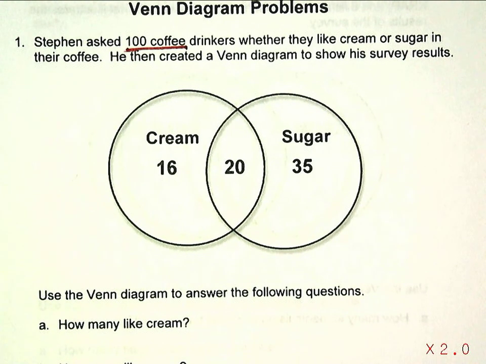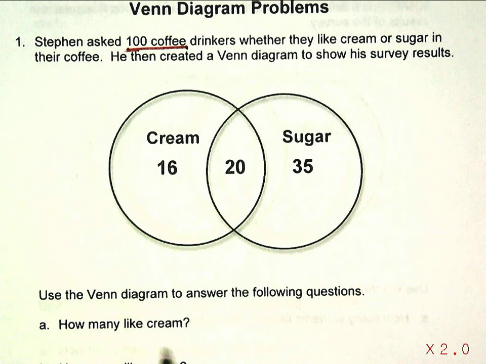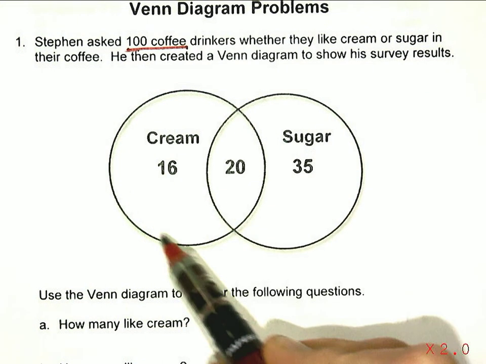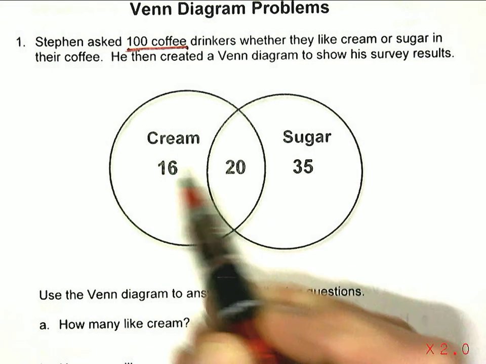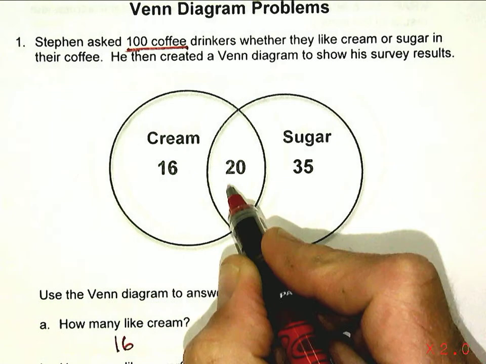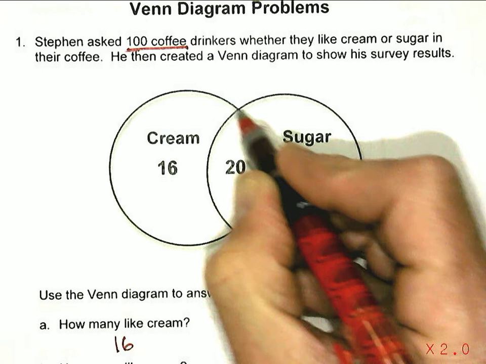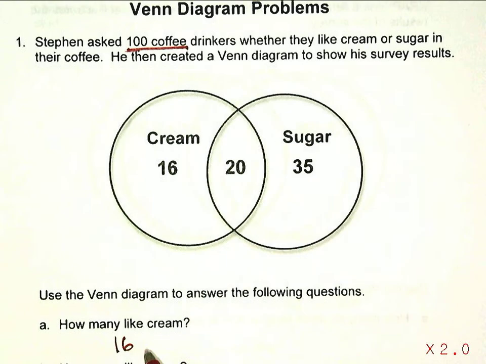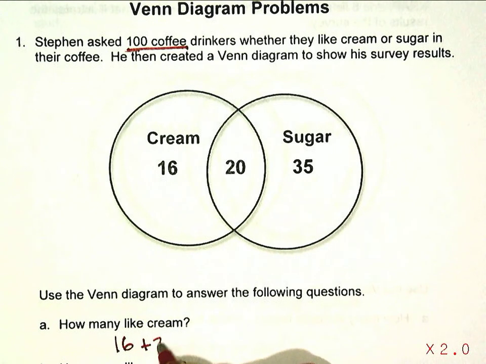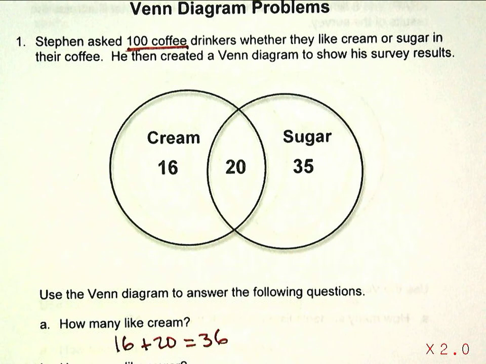So the first question, when you look at the diagram, is how many like cream. You have to realize that all of the people in this circle like cream. These 16 and these 20 all like cream. So when you ask how many like cream, all of the people in this circle, the 16 plus the 20, which equals 36 people like cream.